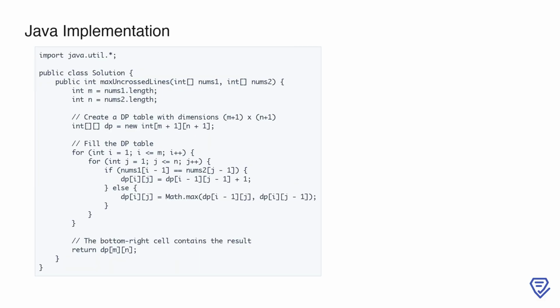This is the Java implementation of the uncrossed lines problem, mirroring the dynamic programming approach used in the Python solution. The solution uses a 2D array DP to store intermediate results, where DP[i][j] represents the maximum number of uncrossed lines that can be drawn between the first i elements of nums1 and the first j elements of nums2. The code uses nested loops to fill the table, comparing elements of the two arrays and updating the table based on whether the elements match or not. Key differences from Python include explicit type declarations, use of Math.max for comparisons, and Java-style array initialization and indexing.